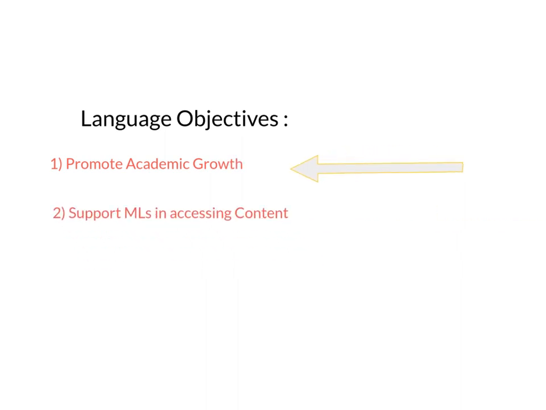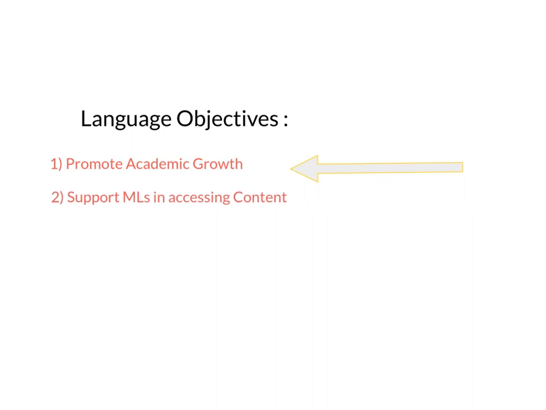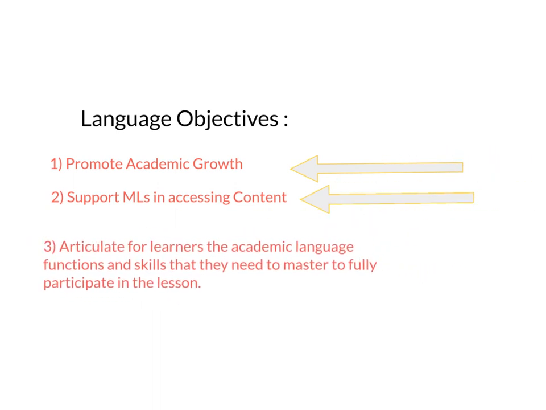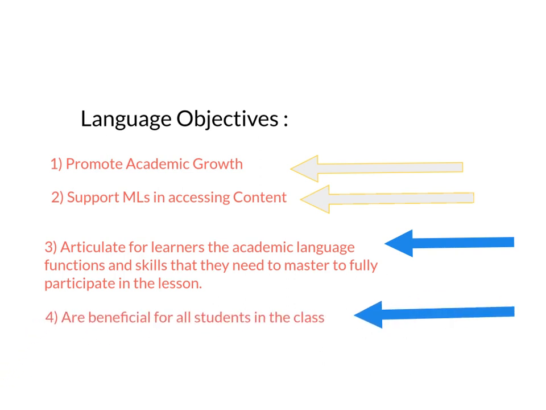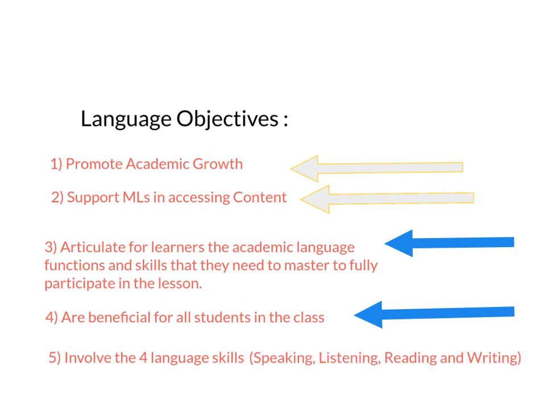learners to acquire language. Some characteristics of language objectives are, number one, they promote academic growth in the class, not only for multilingual learners, but for all your students. Number two, they support multilingual learners in accessing content, and I would say especially in the science classes. Number three, they articulate for learners the academic language functions and skills that they need to master to fully participate in the lesson. They are beneficial for all the students in the class, not only for English language learners. That will be number four. And finally, they involve the 4 language skills that are speaking, reading, writing, and listening.